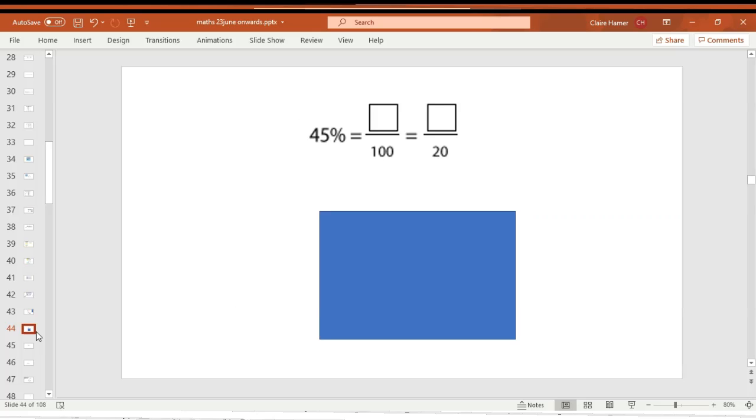Now what about this one? You do this. 45% equals how many hundredths? Which equals how many 20ths? Okay, for this one, I think you'll find this box easy.